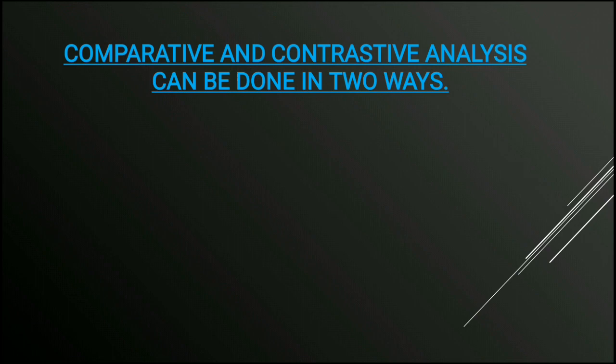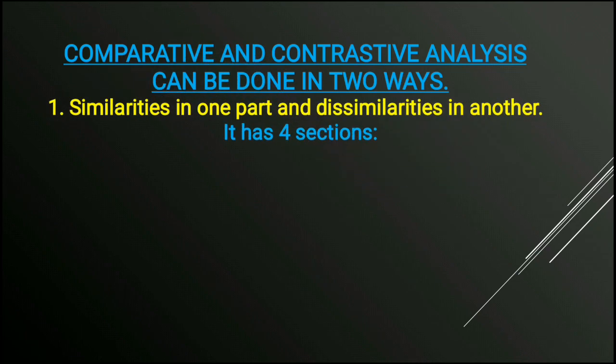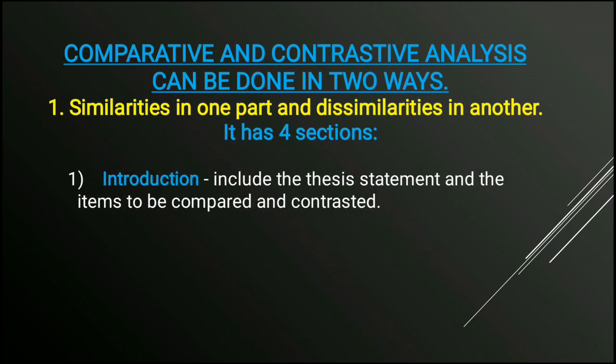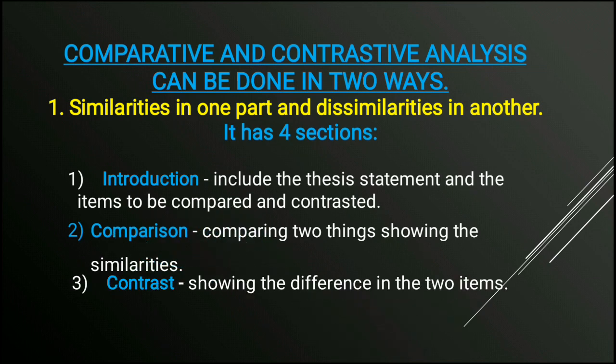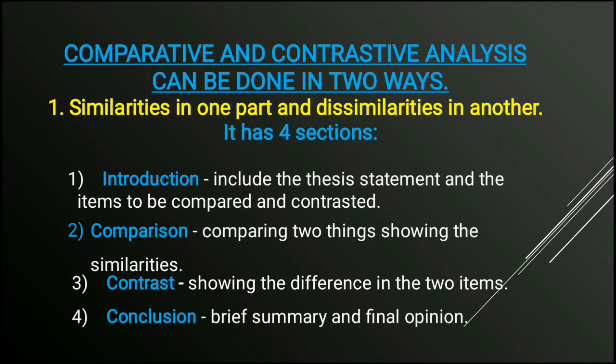Comparative and contrastive analysis can be done in two ways. Similarities in one part and dissimilarities in another. It has 4 sections. 1. Introduction, to include the thesis statement and the items to be compared and contrasted. Number 2. Comparison, comparing two things showing similarities. Number 3. Contrast, showing the differences in two items. Number 4. Conclusion, a brief summary and final opinion.